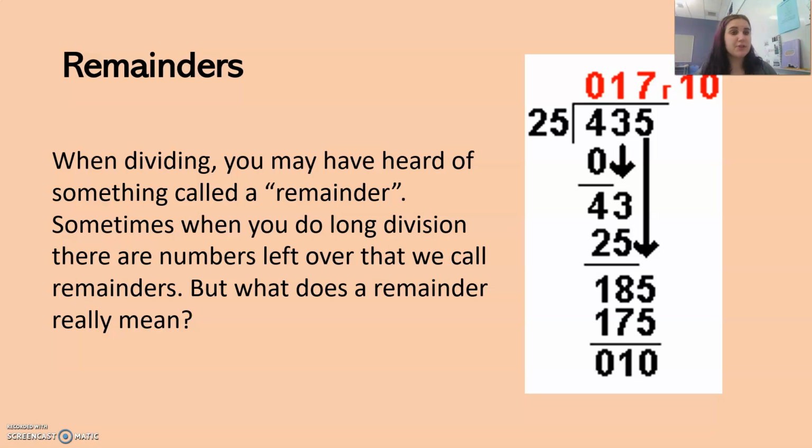Sometimes if you do long division or any division, there are numbers left over. So if my answer, I can't divide this 25 again. So I might have a remainder left over. And those are our numbers that are left over. So here we would usually see the remainder written with an R next to it. So 17 remainder 10. That means I have 10 left over of what I was trying to divide.